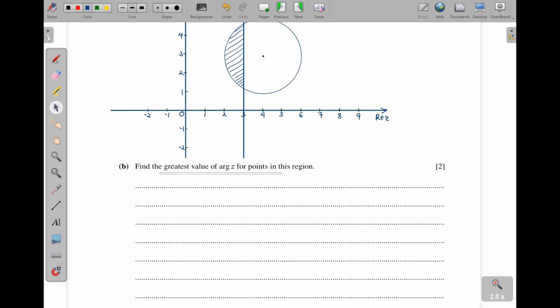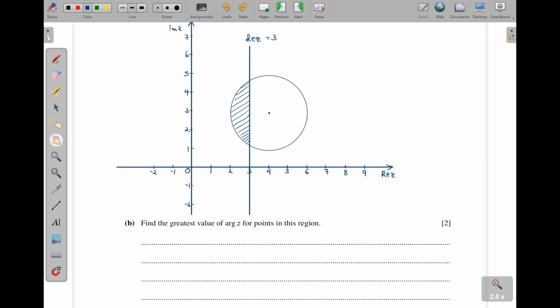Next, find the greatest value of the argument of z for the points in this region. Now what we have to do, we go to the origin here and then we draw lines connecting to these points in here. But which line is going to deviate from this positive real axis much more? The line will actually be a tangent to the circle.